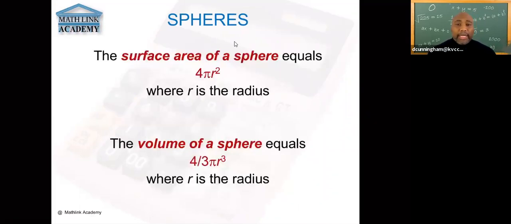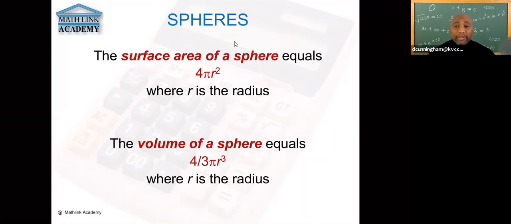Now, these are two formulas you want to write down. To find the surface area of a sphere, it is 4 times pi times r squared, where r is the radius. Again, pi is 3.14, but also you can look on your calculator and just use the pi function within the formula. 4 times pi times r squared. That's how you find the surface area. To find the volume of a sphere, it is 4/3 times pi times r cubed. Notice the difference, where r is the radius again.